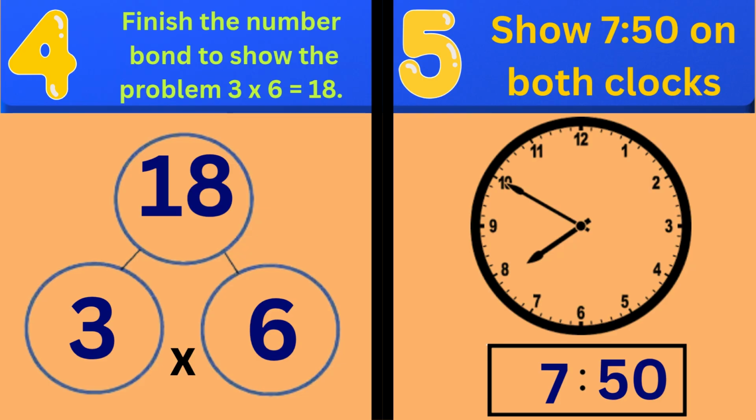Number 4, finish the number bond to show the problem 3 times 6 equals 18. 18 goes in the top circle because it is the product. 3 and 6 are in the bottom circles because they are the factors. 3 times 6 equals 18. Show 7:50 on both the analog and digital clocks. The hour hand is between 7 and 8 and is almost on 8. The minute hand is on 10, so the time is 7:50. The digital clock has 7:50 written.